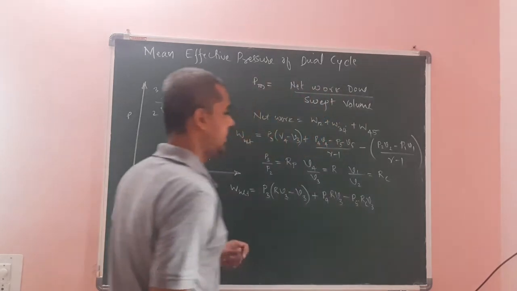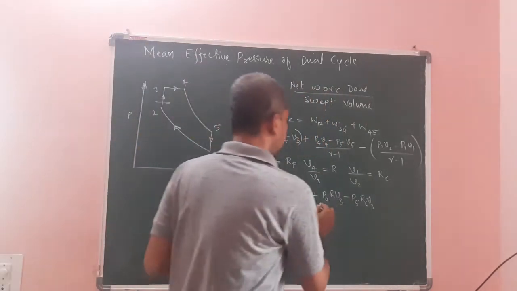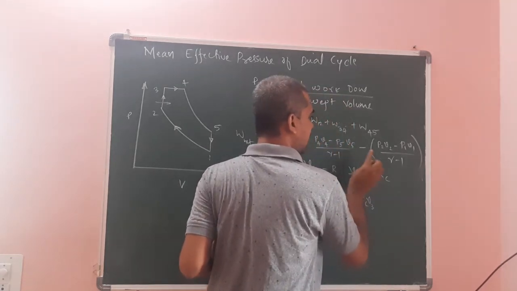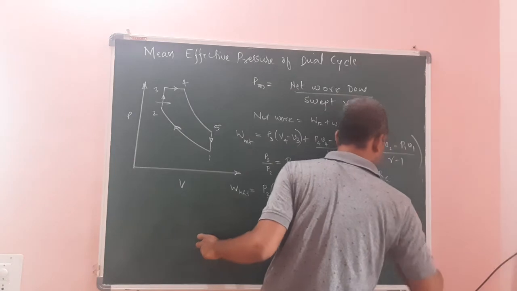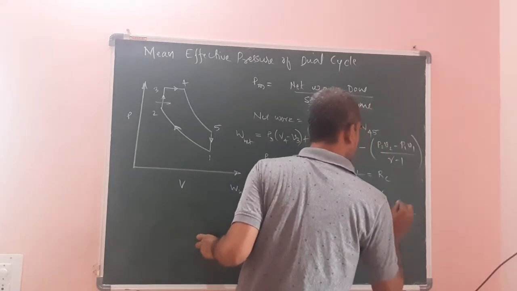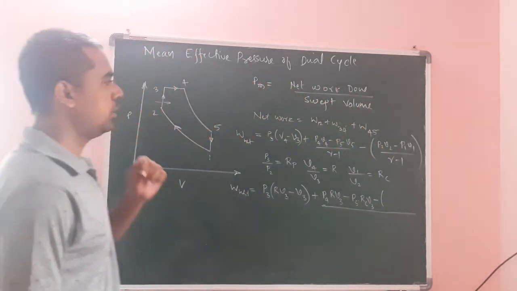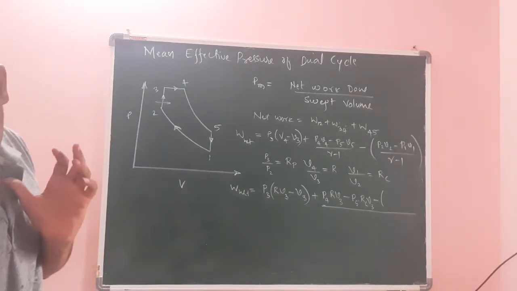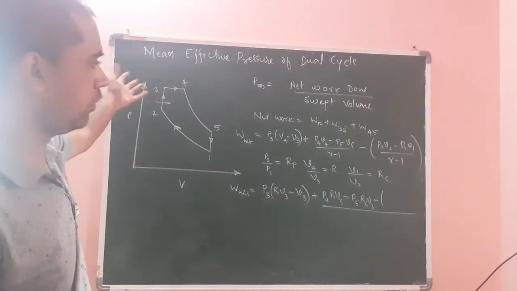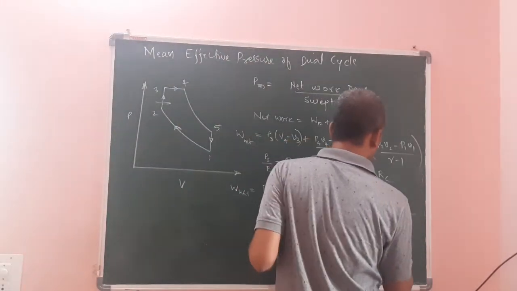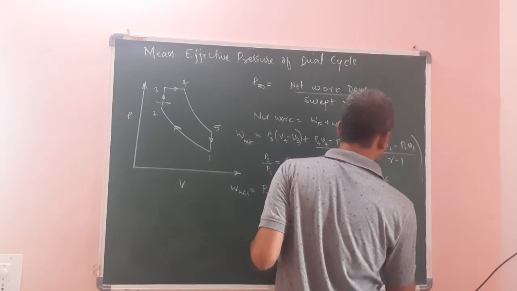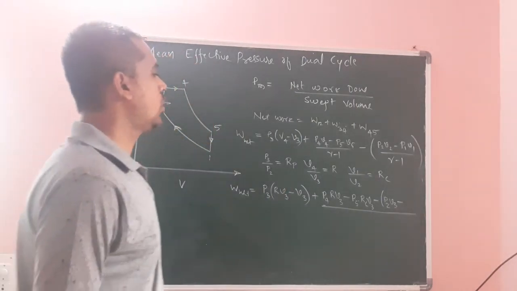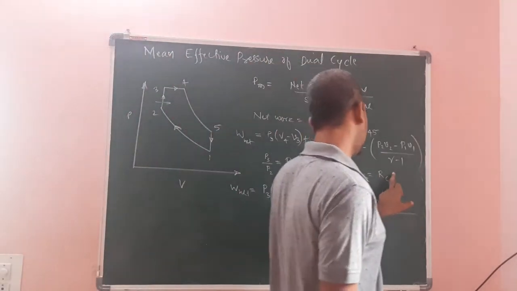RC into P3, divided by gamma minus 1. Or in these two, I will take the LCM and write the whole divided by gamma minus 1, minus P2 minus P1. This also I will express in terms of P3. P2 is equal to P3. Therefore, what will I write? P2 into P3 minus P1 equal to RC into P2.